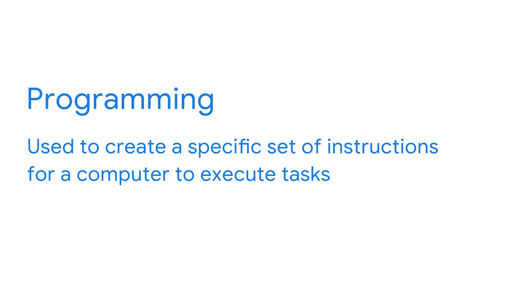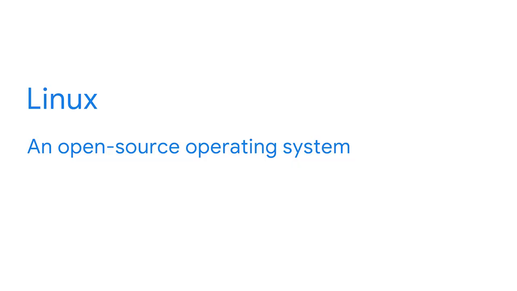Organizations can use programming to create a specific set of instructions for a computer to execute tasks. Programming allows analysts to complete repetitive tasks and processes with a high degree of accuracy and efficiency. It also helps reduce the risk of human error and can save hours or days compared to performing the work manually. Now that you're aware of what programming languages are used for, let's discuss a specific and related operating system called Linux and two programming languages, SQL and Python.